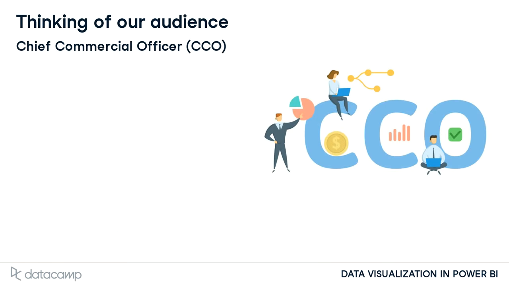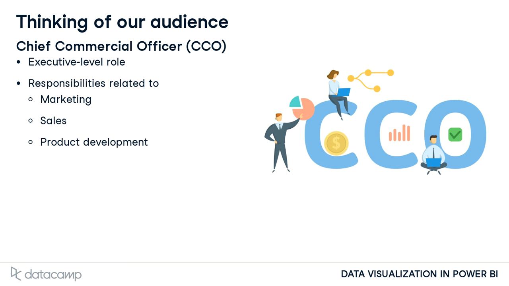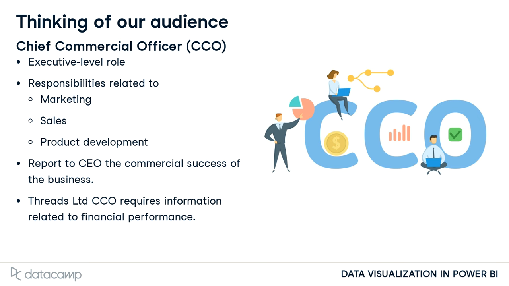In our upcoming exercises, we will work on projects the company's Chief Commercial Officer, or CCO, assigned to us. This executive level role can have a long list of responsibilities related to marketing, sales, and even product development within a company. Ultimately, their top concern is the company's commercial success, and usually they report to the CEO of an organization. The CCO of Threads Limited is interested in gaining more information related to the company's financial performance. This will include information related to the revenue, the sales amount, COGS, cost of goods sold, and even gross profit.